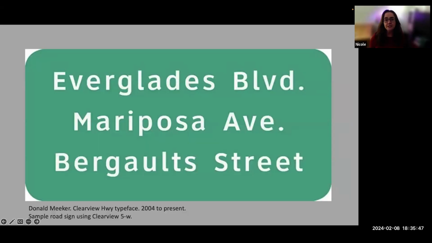Donald Meeker and his associates designed this font because they thought they could improve the readability of white on green interstate freeway signs. Using the existing freeway sign font as a starting point, they expanded the hollow spaces in the lowercase letters, such as the E's and the A's in this case. And they also narrowed the size ratio between lower and uppercase letters. They made a few other subtle changes, such as adding a base to the lowercase l. And we can see that in Everglades and in Boulevard as well, that little base there.